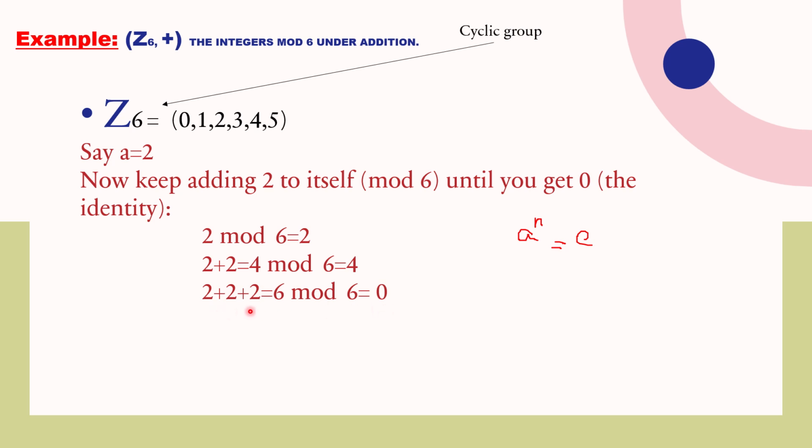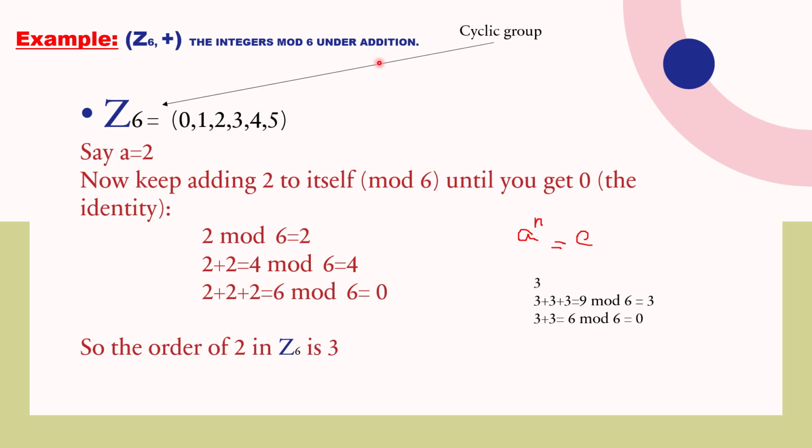So how many times have we done this process? We did it 3 times, right? So the order of 2 in Z6 is 3. Got it? So this is how we are performing the process of getting the order of an element. It depends on the operation which is assigned to us.